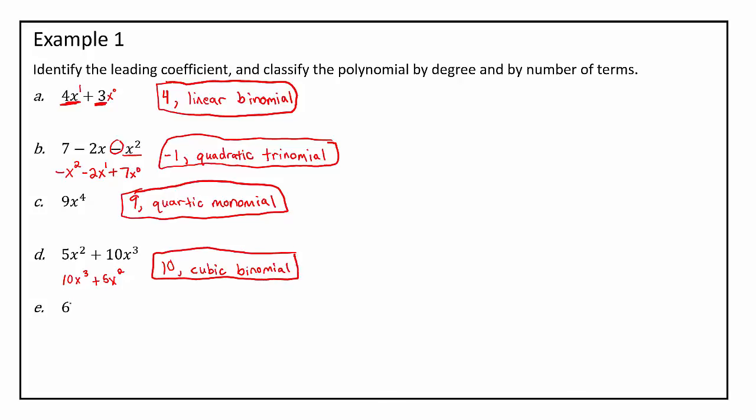And then finally, all we have here is a 6. That's like having an x to the 0 next to it, because there are 0 x's next to it. And so that means our leading coefficient is just the number that we have, which is 6. That means its degree is 0 because it doesn't have an x, so it's constant. And there's only 1 term, so that makes it a monomial.